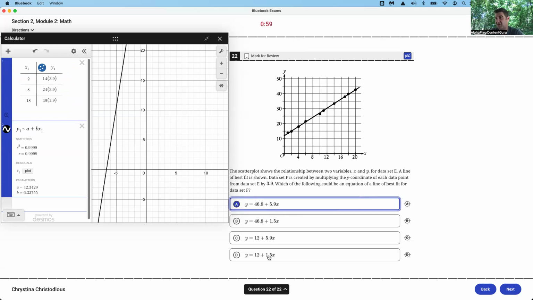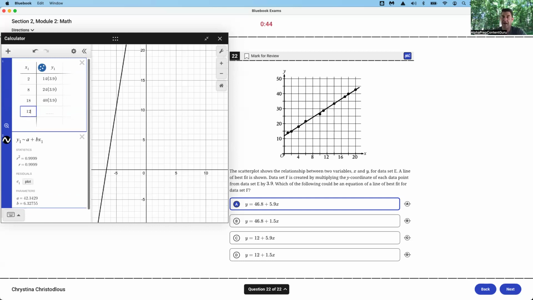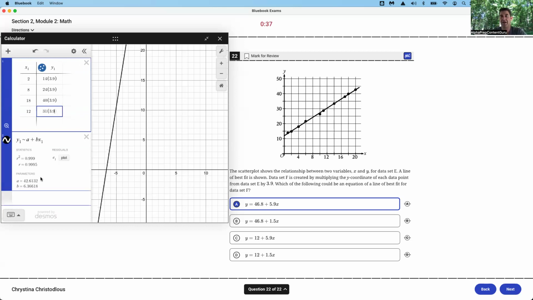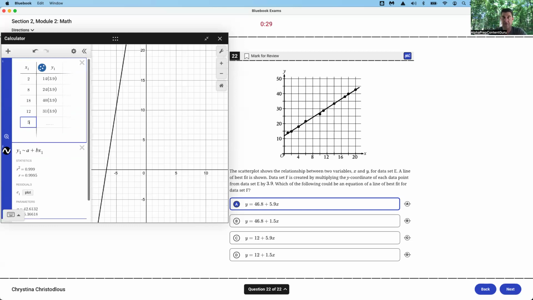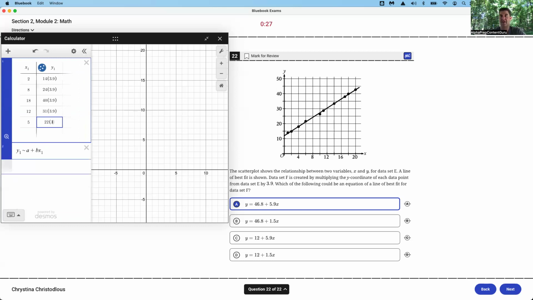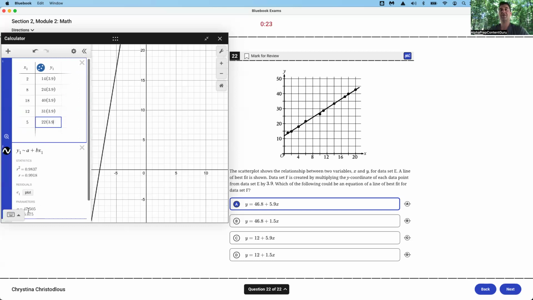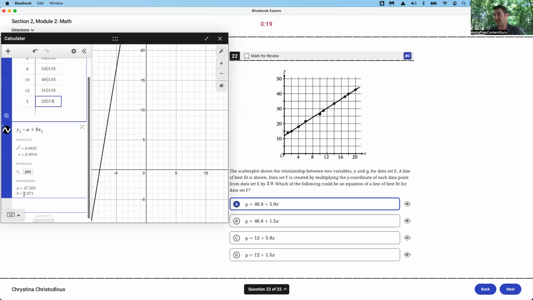It looks like I'm good across the board. If I want to be ultra safe, because now I have an answer, I don't care if time runs out. I've got my answer. I'll pick another point, 12, 31, and it's going times 3.9. It's going to keep going and hopefully get closer and closer, but it will change. 5, 22, times 3.9. Regardless, 47 and 6. We're clearly in the A category no matter what.